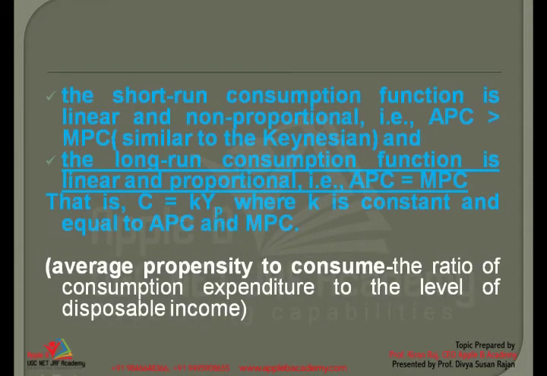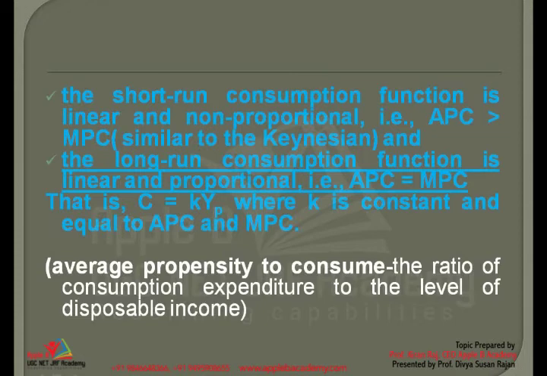Now, the short run consumption function is linear and non-proportional in the case of Keynes, which stated the fact that APC is greater than MPC. Now, this is similar to that of the Keynesian theory. However, in the long run, the consumption function is linear and proportional. That is to say, APC is equal to MPC, because in the long run, people adjust to the changes in the income, and they have a permanent income. They do not consider transitory income to be affecting their consumption pattern.